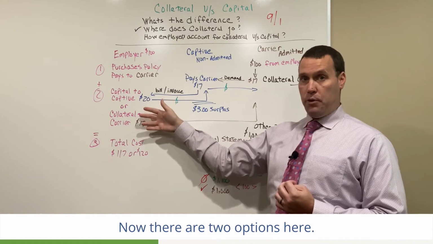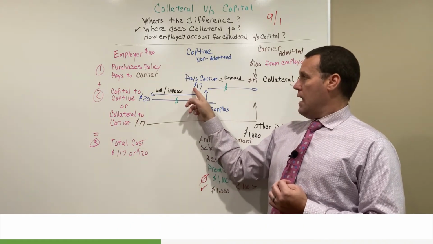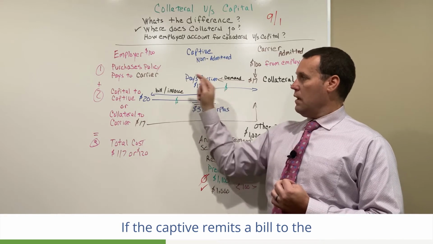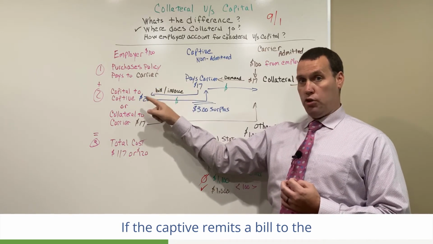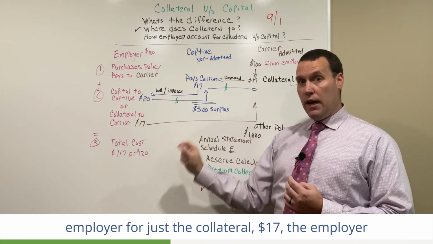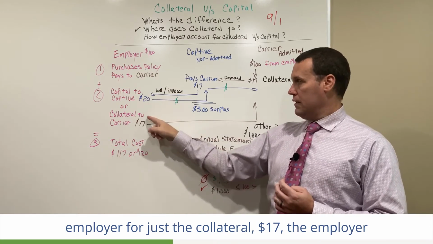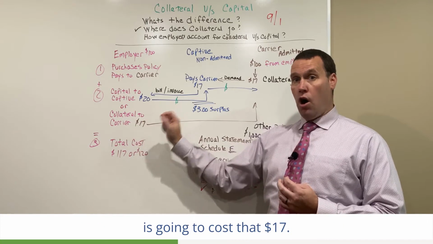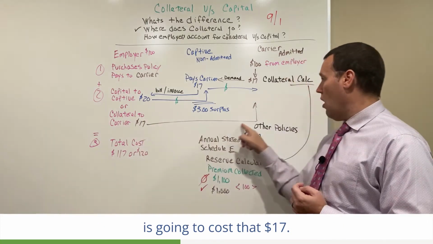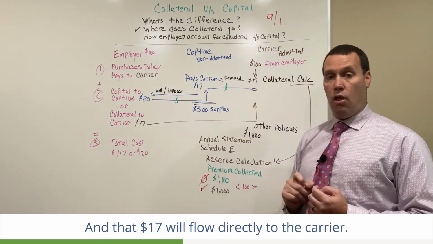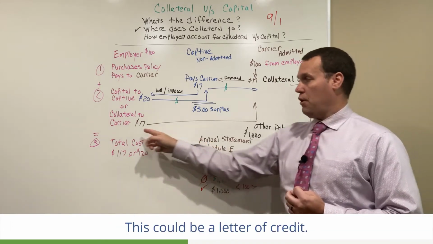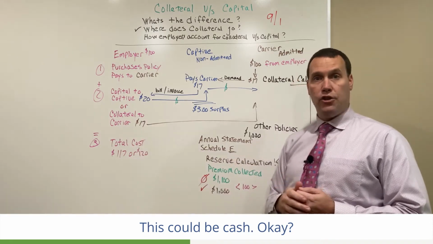Now, there are two options here. If the captive remits a bill to the employer for just the collateral, $17, the employer is going to cost that $17, and that $17 will flow directly to the carrier. This could be a letter of credit, this could be cash.